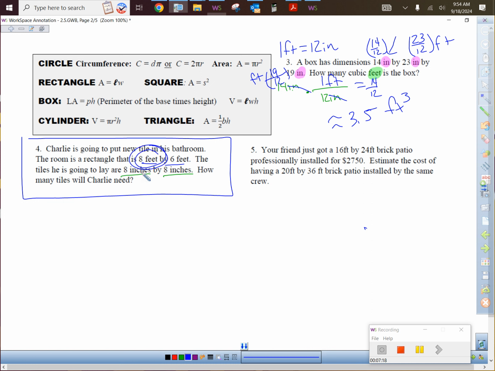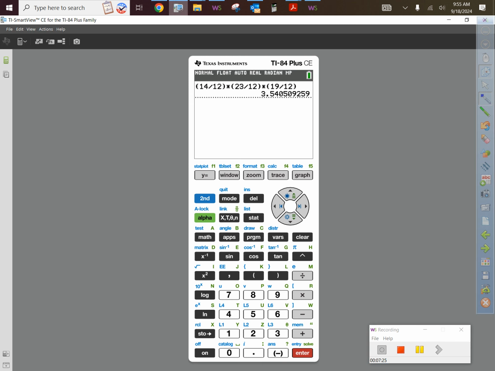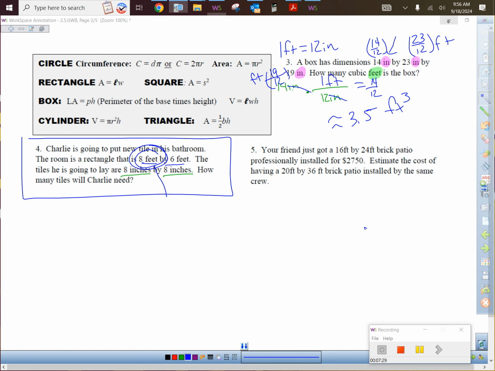How do you change feet into inches? Times 12. Grab your calculator. Take 8 times 12 for me. How much? 96. So this is 96 inches. Putting the labels will help you look back when we take a quiz. Change 6 feet into inches by taking 6 times 12. And did you get 72 inches, right? Are you okay with that?